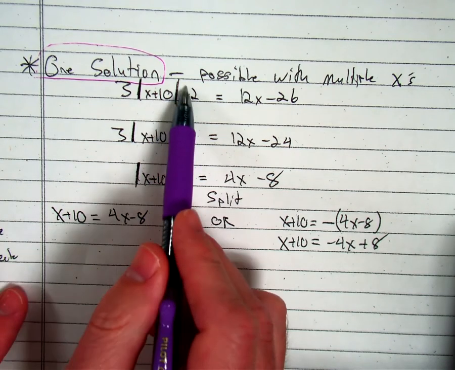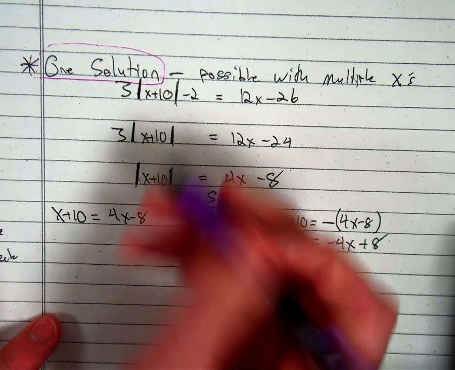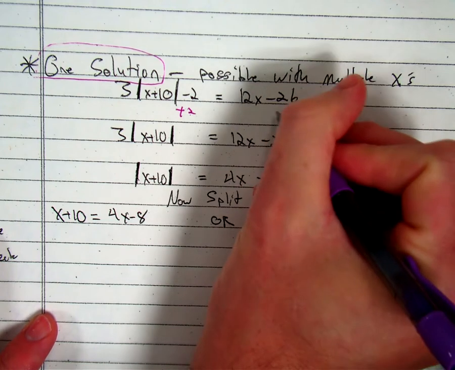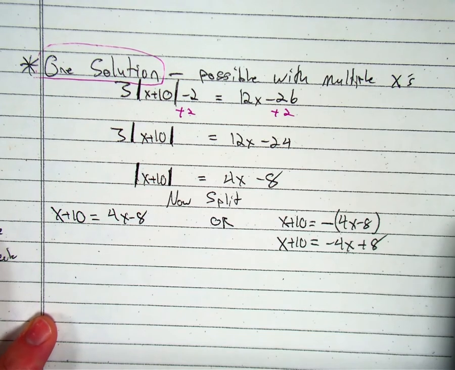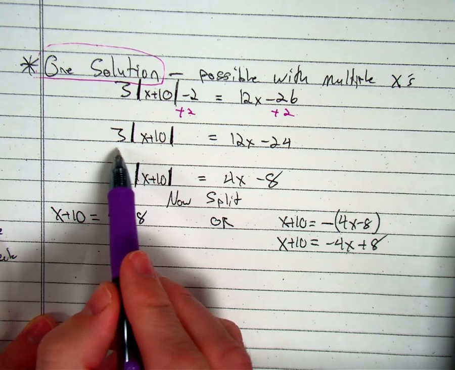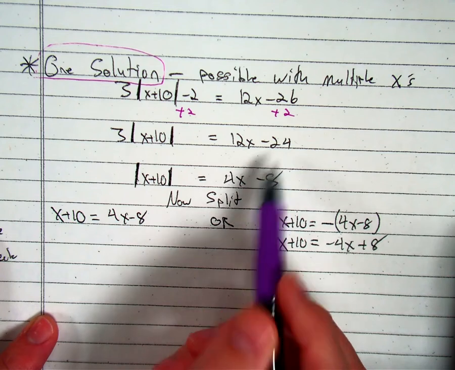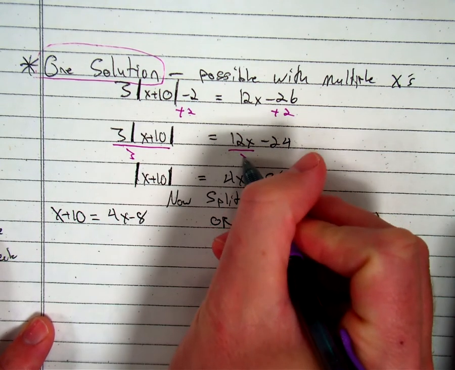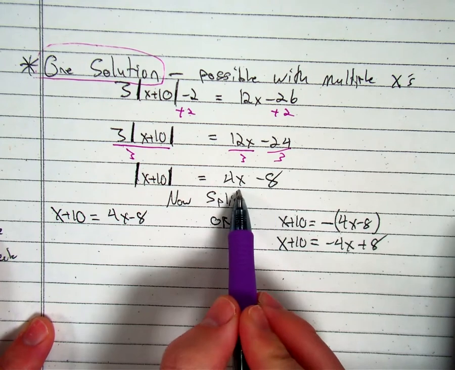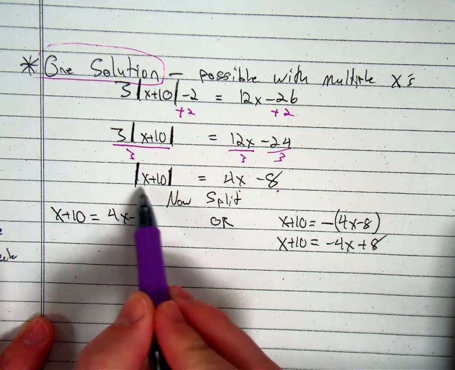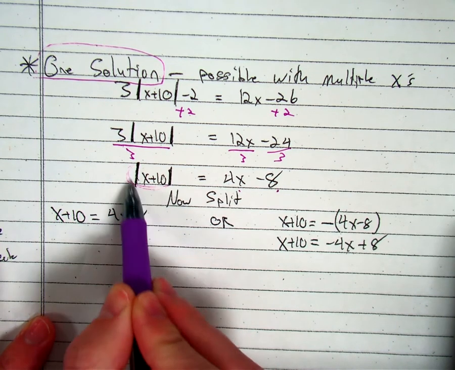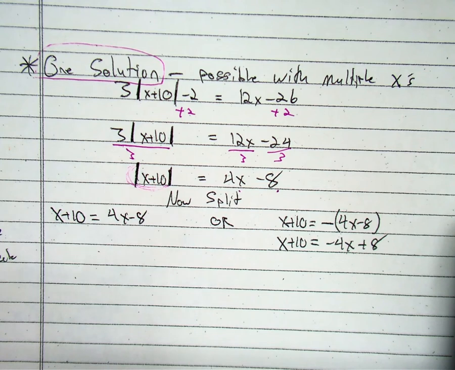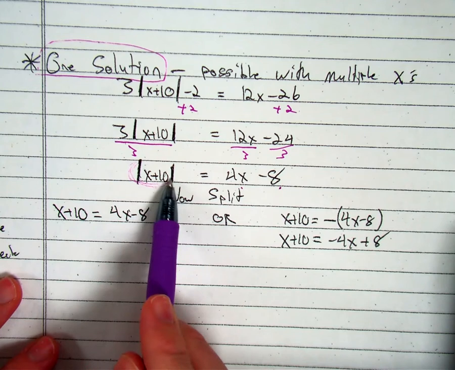Okay, so I'm trying to get the absolute value bars by themselves. So step 1, we add 2 over here. 3 times the absolute value equals 12x minus 24. So we're going to divide everything by 3. That's 4x minus 8 over here. Now the absolute value is by itself: the absolute value of x plus 10 equals 4x minus 8. So step 1, getting the absolute value by itself, is complete.